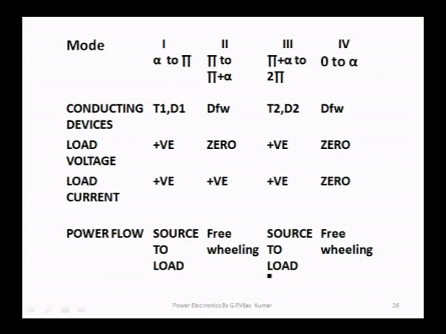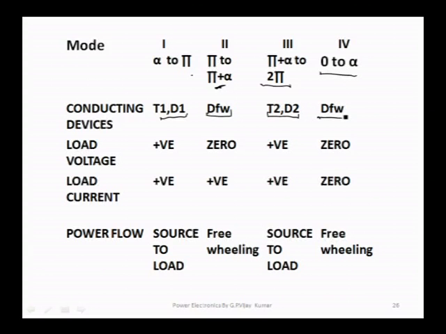I will tabulate all the modes, so that things become clear. This is mode 1 operation, alpha to pi. The second mode, pi to pi plus alpha. Third mode, pi plus alpha to 2 pi, and the fourth, 0 to alpha. The conducting devices are T1, D1 from alpha to pi, as the waveforms were already seen. During the second mode of operation, the freewheeling diode conducts. In the third mode, again T2, D2 conducts. In the fourth mode, again the freewheeling diode conducts.